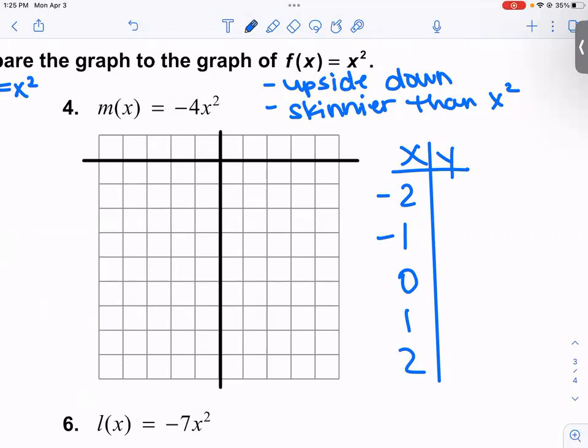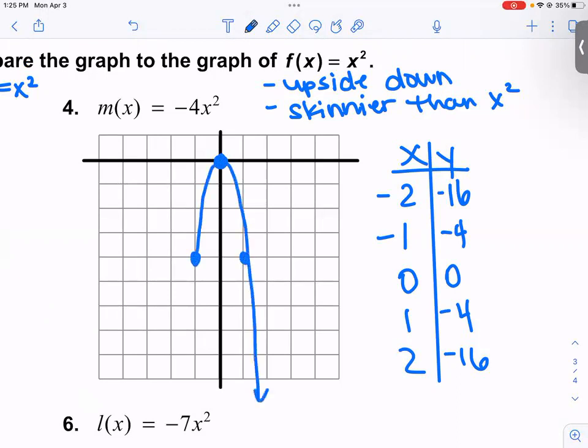All right, when we plug in -2, what do we get? -16, right? What about -1? What about 0? Yes. What about 1? What about 2? Okay, you should have a pattern. Because we have an axis of symmetry, if this guy is my vertex right here, then there should be a pattern on either side of the vertex.